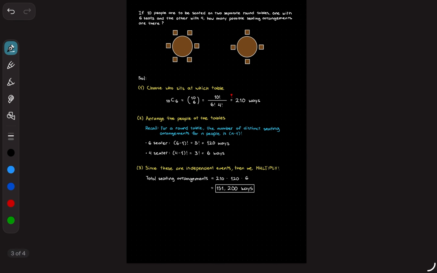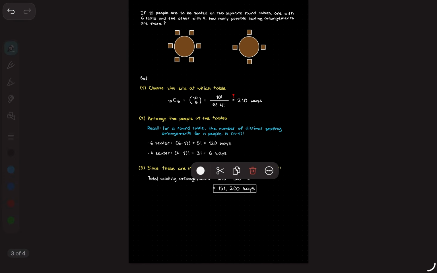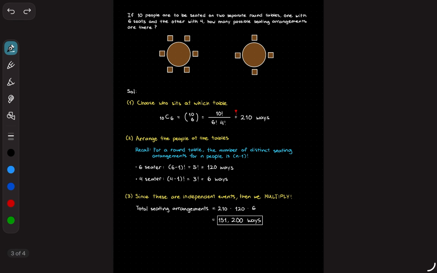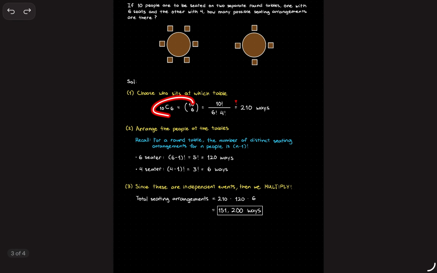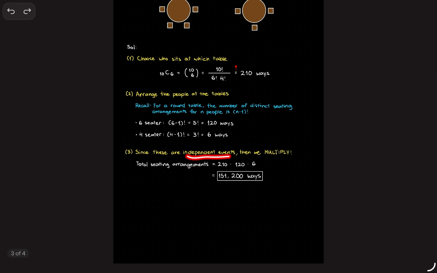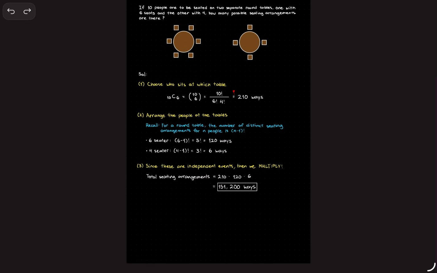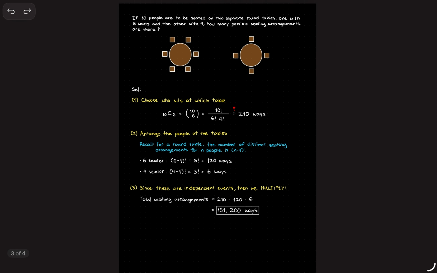There you go. So I hope you enjoyed that one. It's pretty straightforward if you just understand how it works. So just visualize what happens in real life when you need to decide on a certain arrangement. And then from there, you just use the necessary formulas to compute the total number of ways. And just know that these are independent events, so we multiply.